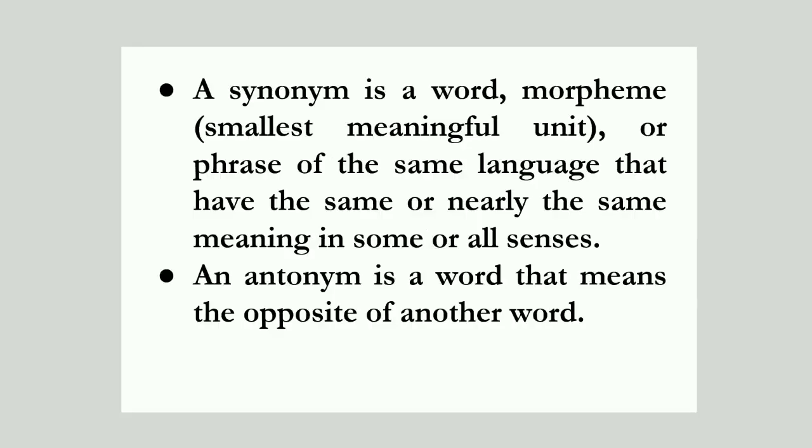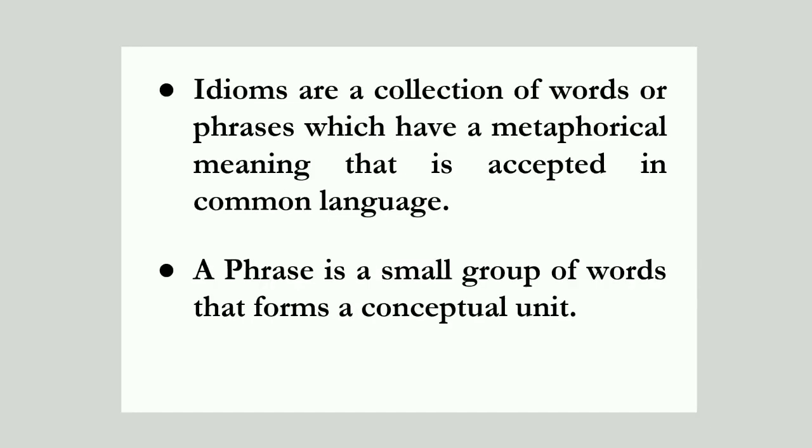Anyway, we'll do a quick recap on what is a synonym, antonym, idioms and phrases. We have already discussed this in the first lecture, but still, a synonym is a word or morpheme. Morpheme means the smallest meaningful unit or phrase of the same language that has the same or nearly the same meaning in some or all senses. An antonym is a word that means the opposite of another word. So synonym simply means the meaning of a word and antonym is the opposite of a word.